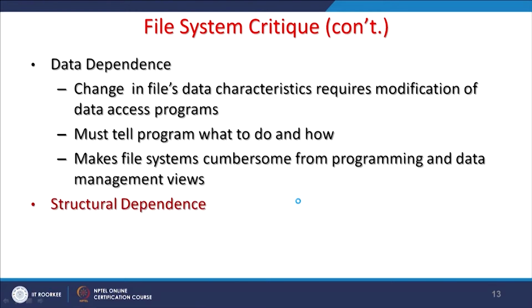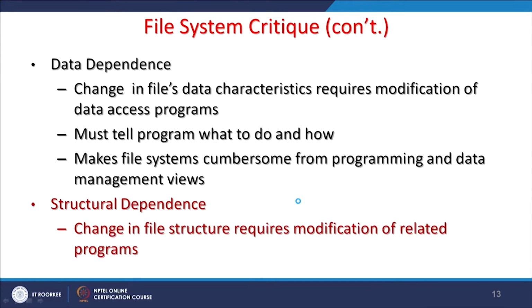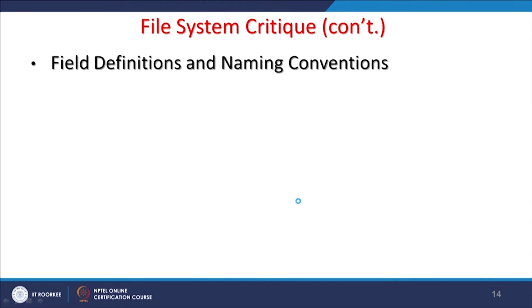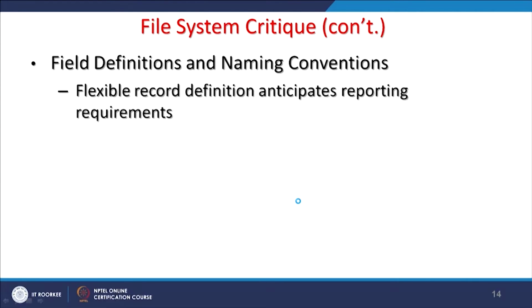So, in file systems, each file is lying in isolation, though maybe in different folders, but still it is not a well organized database management system. Also, it has a structural dependence, and modifications cannot be done easily. If changes in the file system structure are required, modifications of related programs will immediately be required. Now, field definitions, that means the column definitions or characteristics, can also cause a lot of problems.